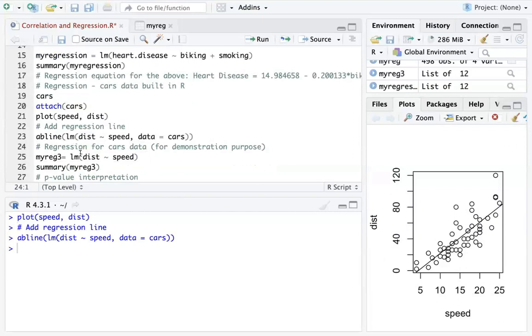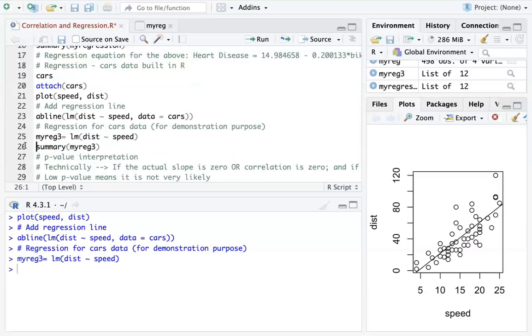Okay, now if I conduct a regression analysis of this, let's say I create an object and the name of the object is myreg3. Again, it's my choice, I can use anything. For this one, I will use the command lm, linear model, distance, that is the dependent variable, and speed is the independent variable, and they're separated by a tilde sign. And if I run it, it has run.